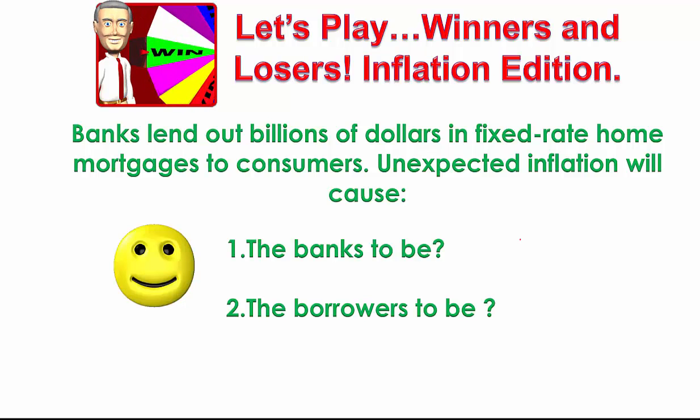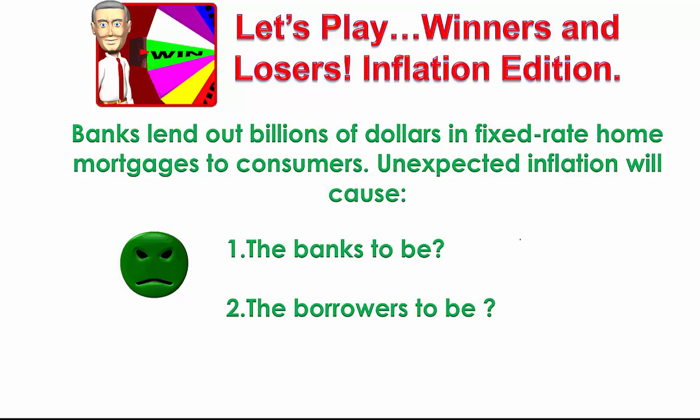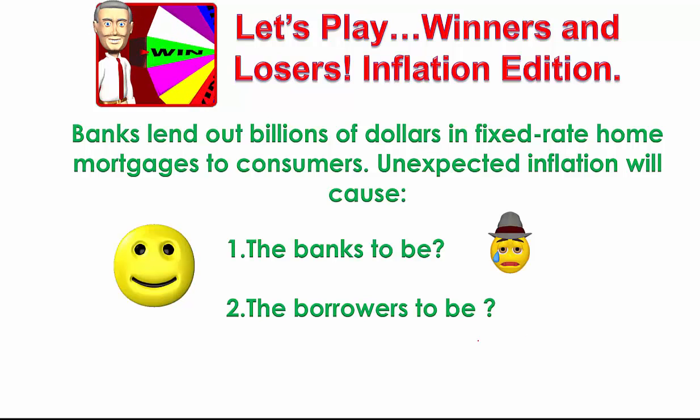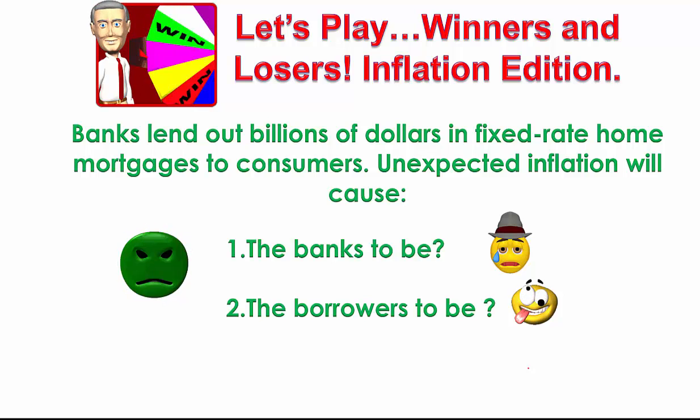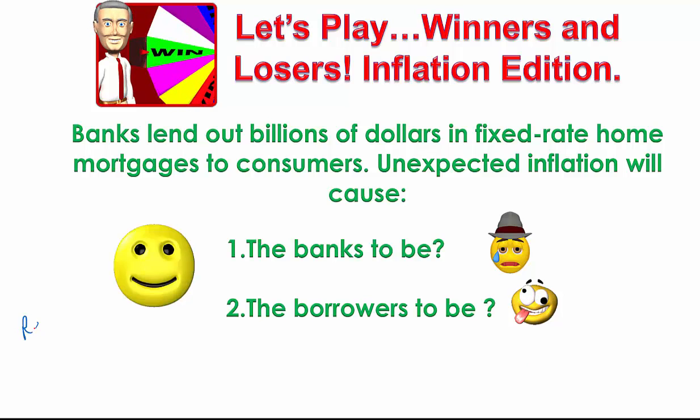Alright, so banks lend out billions of dollars in fixed-rate home mortgages to consumers. Unexpected inflation will cause, let's see, we just learned that unexpected inflation hurts savers and lenders. So the banks would be sad, the borrowers would be happy. Now, just to reason through all of these problems, we have to think to ourselves, okay, what is happening to the real interest rate?